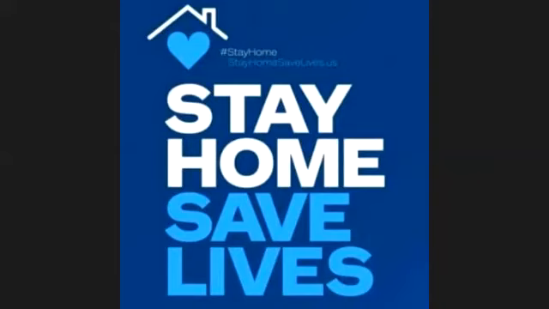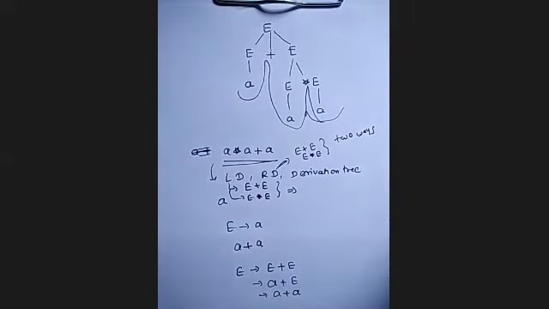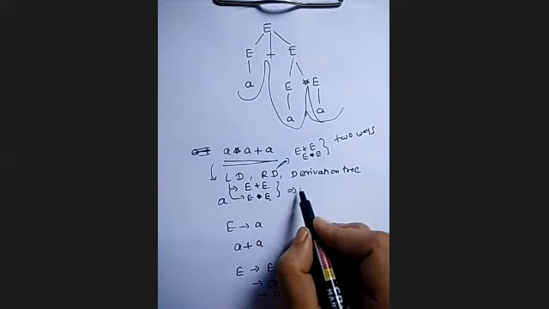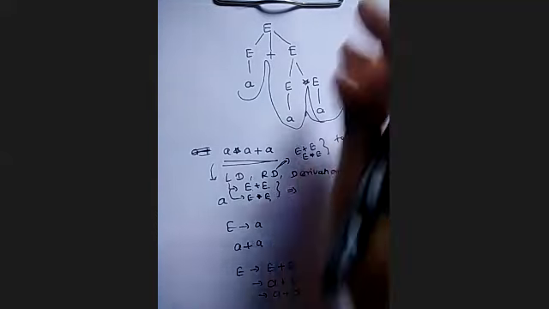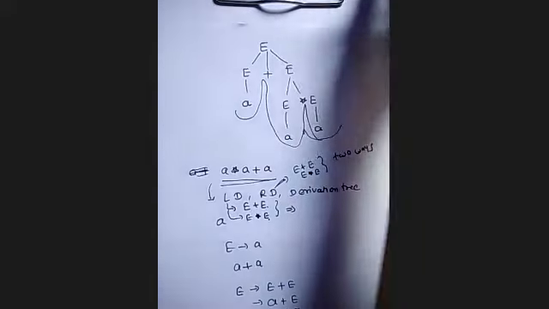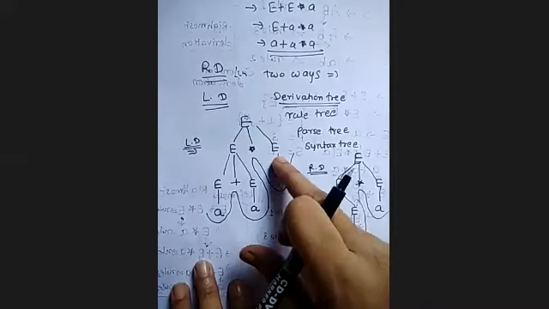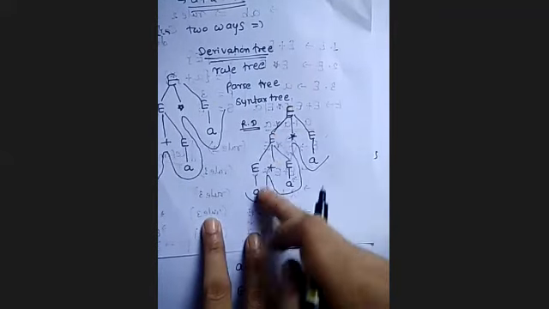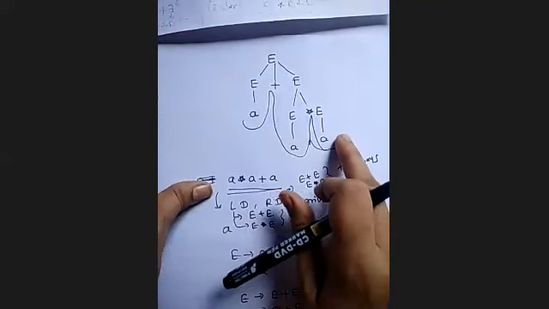But here that derivation tree also comes the same? No, you will get a different derivation tree. For this E plus E and for this E star E, the trees will be different. Here you can see this tree is different. No, this is not the same as that. See here, I am starting with E star E. Okay, we considered rightmost. Here we are starting with E star E. So this tree is different and this tree is different.